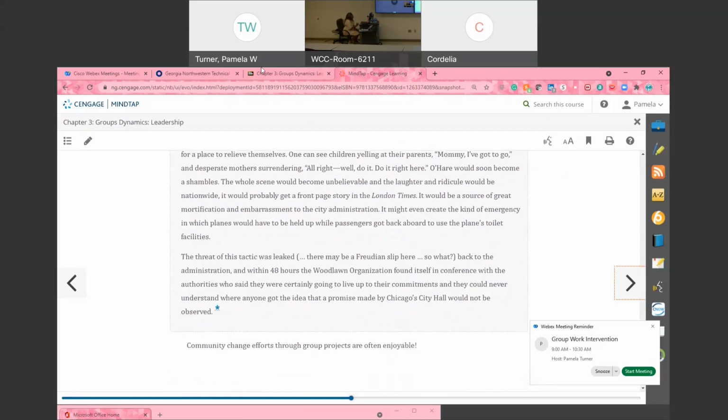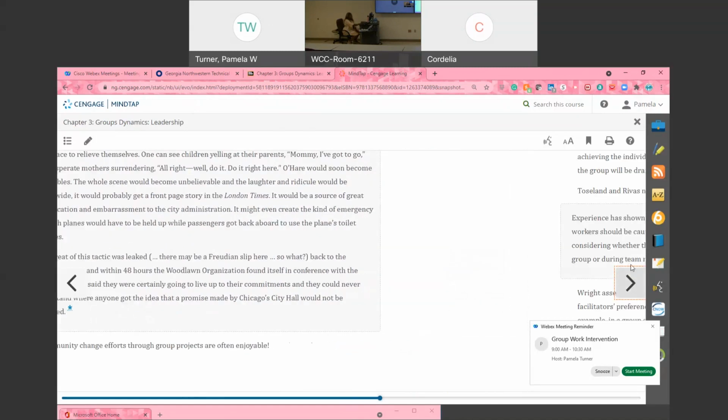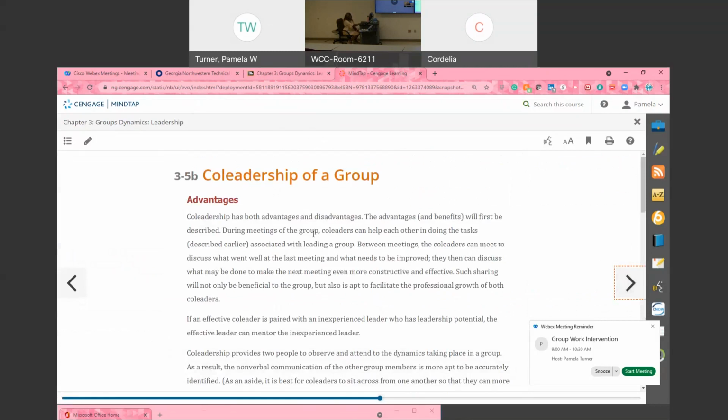Okay. This tactic was leaked back to the administration, and within 48 hours, the Woodlawn organization found itself in conference with the authorities, and they were certainly going to live up to their commitment. Okay, so they used that low power to influence the high power. That's a community organization question also, when you take that licensure test in the future: knowing who Saul was and what he did specifically in that example.